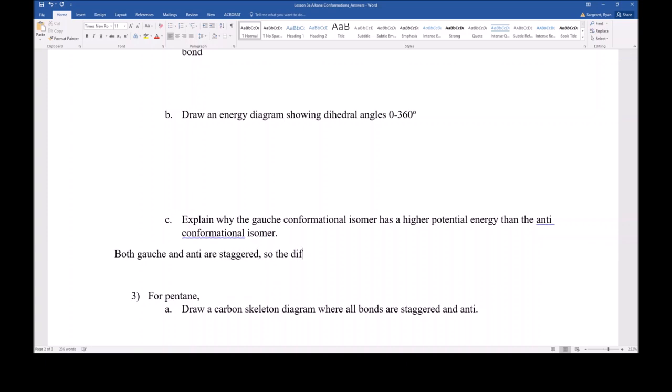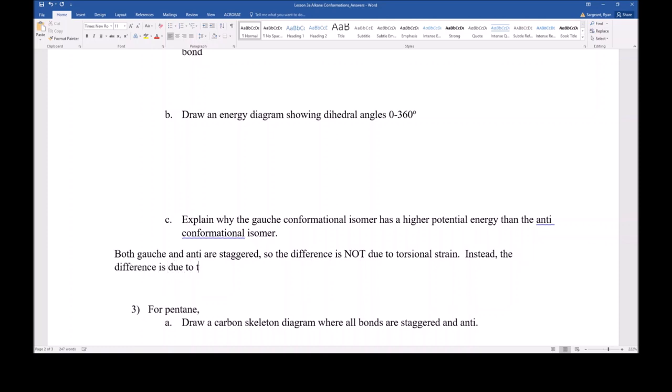So the difference between the two is not due to torsional strain. Remember, the torsional strain occurs whenever anything is eclipsed. Instead, the difference is due to the collision of the electron clouds associated with the methyl groups. And that collision of the electron clouds from across the molecule is what we call steric strain.